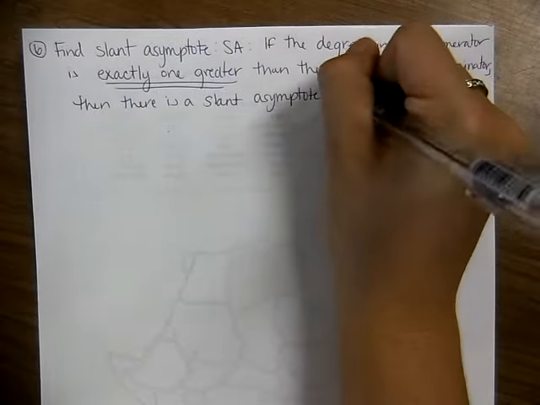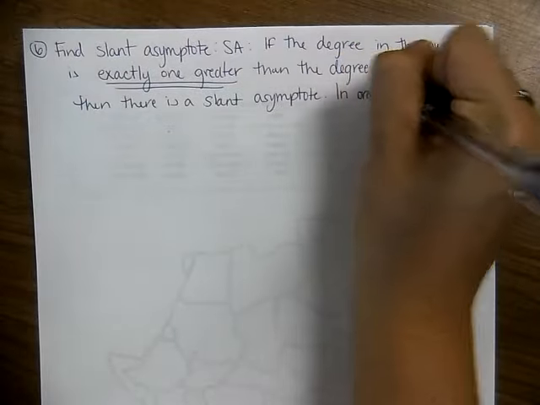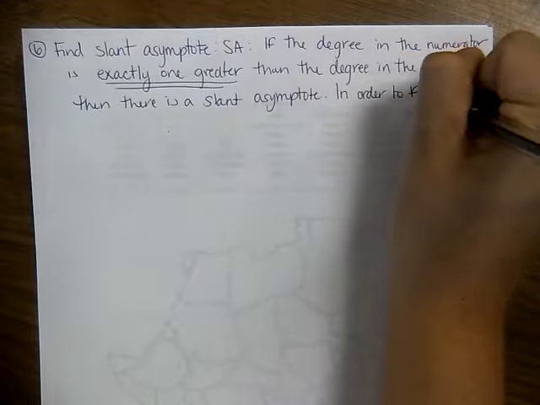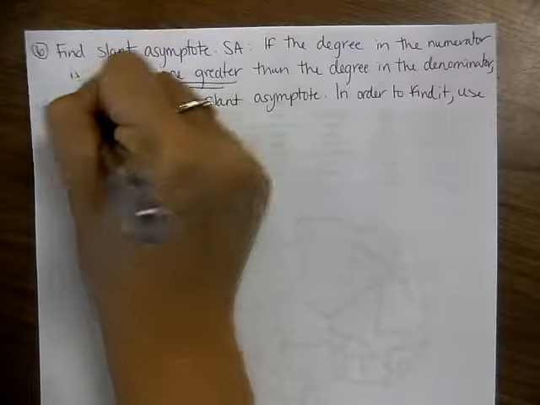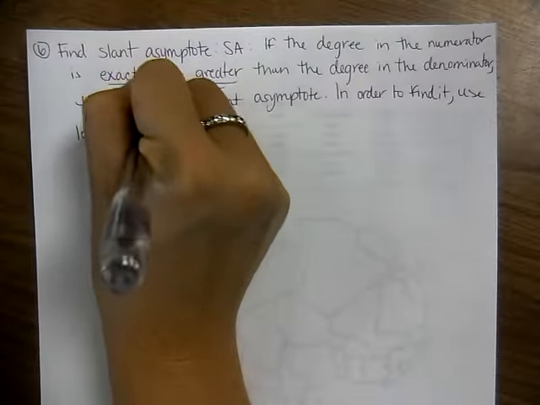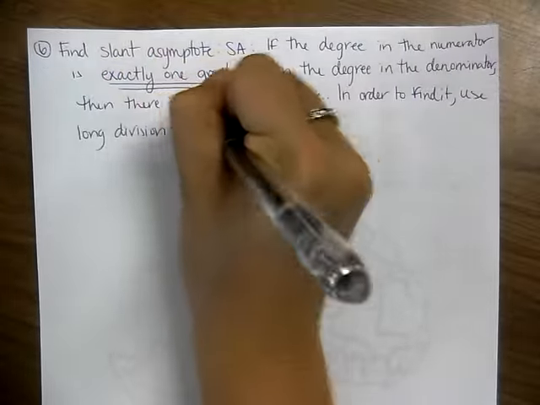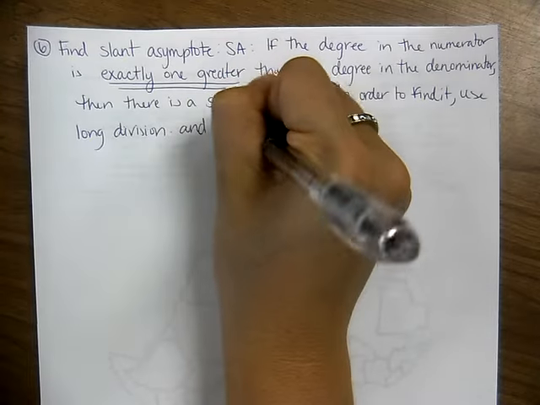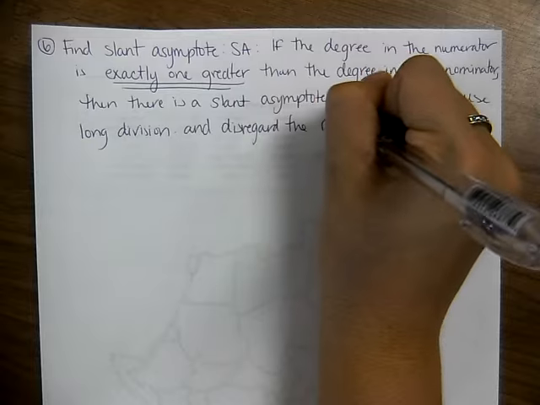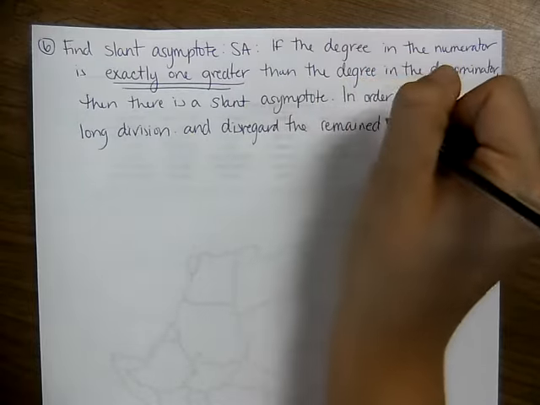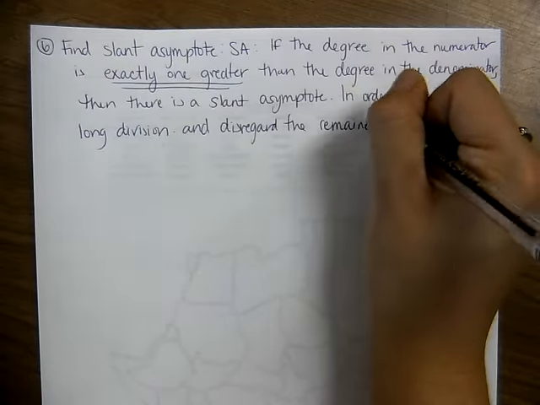In order to find it, use long division and disregard the remainder. That's not how you spell that.